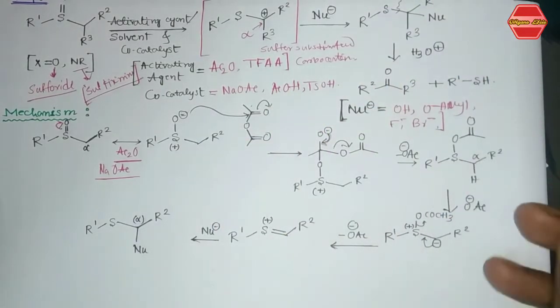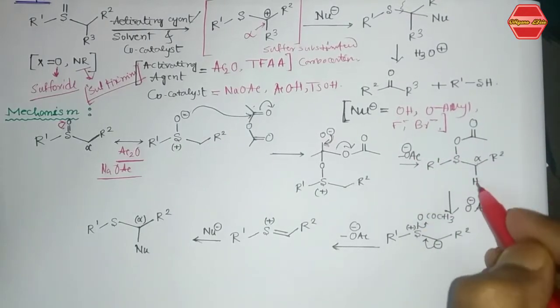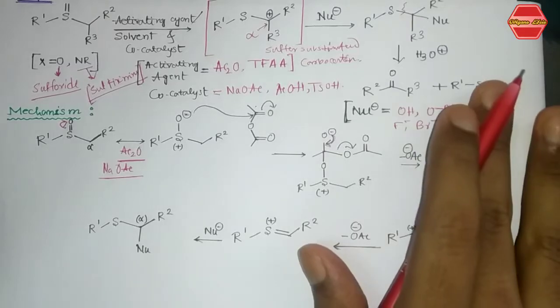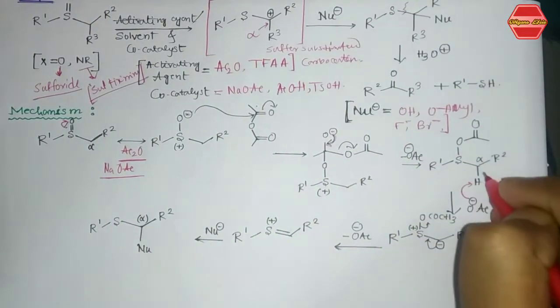Now there is an important step, that is the alpha hydrogen. This is your alpha position and this is your alpha hydrogen. Now this alpha hydrogen leaves from the system in this way.